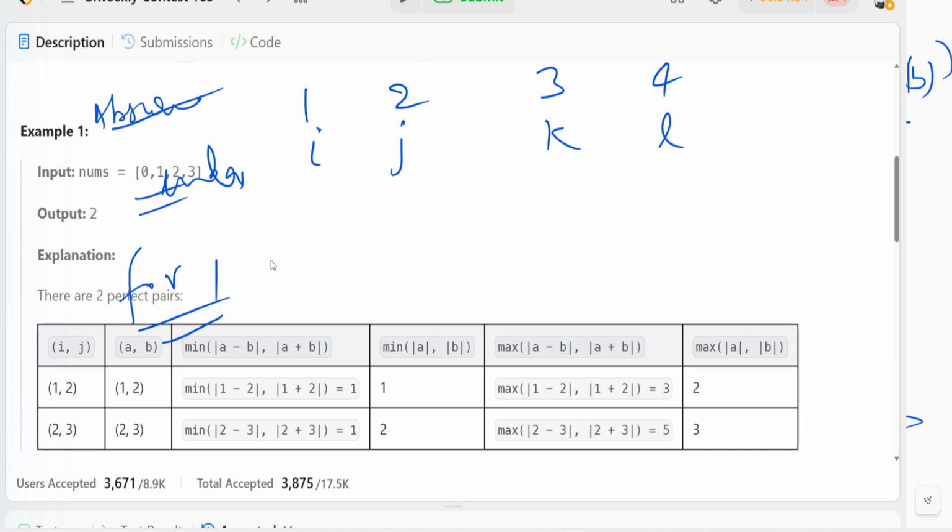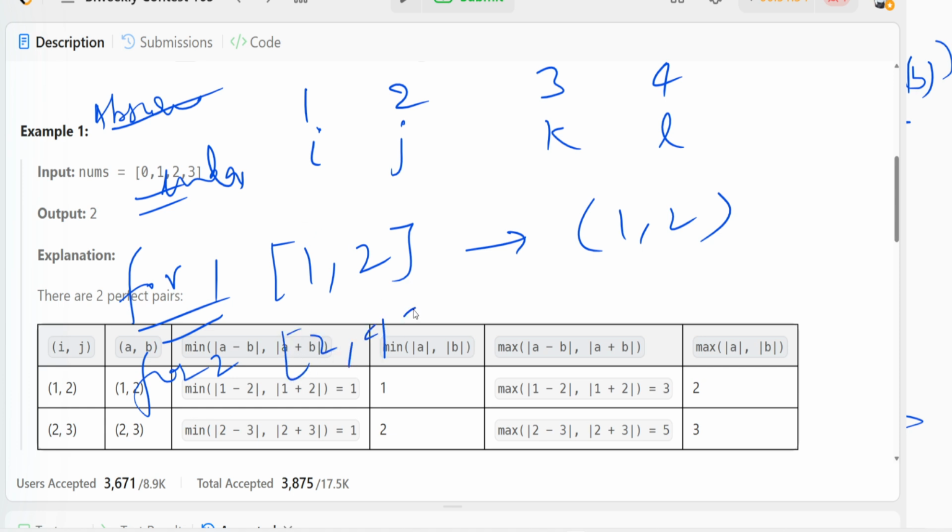When we call for 1, what are the valid partners? They must be between 1 and 2, so the pair is 1, 2. When we are talking about 2, the valid partner is between 2 and 4. We can say that. And so here the pairs will be 2, 3 and 2, 4.